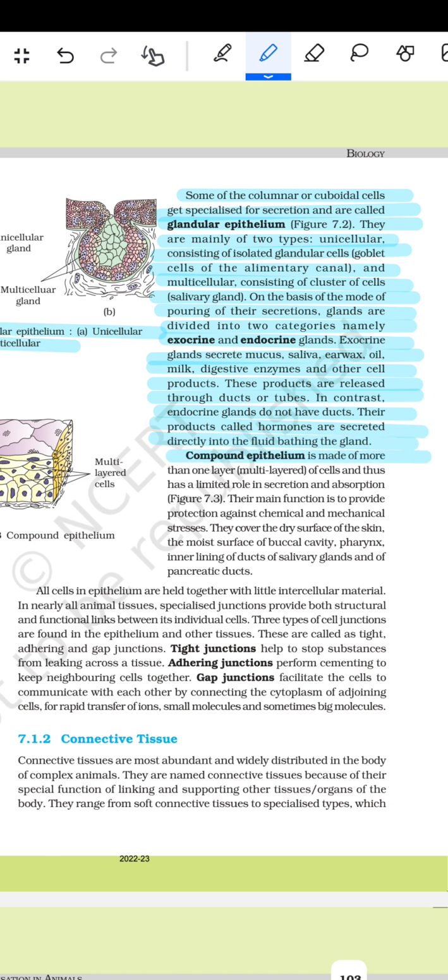Compound epithelium is made of more than one layer of cells, and thus has a limited role in secretion and absorption. Their main function is to provide protection against chemical and mechanical stress. They cover the dry surface of the skin, the moist surface of the buccal cavity, pharynx, inner lining of the ducts of the salivary gland, and the pancreatic ducts.